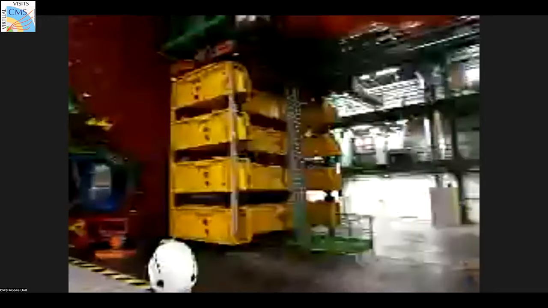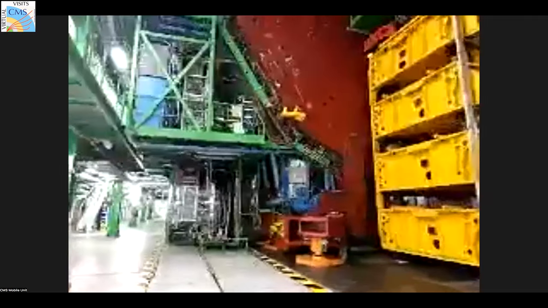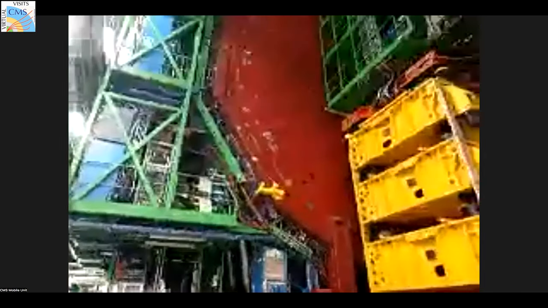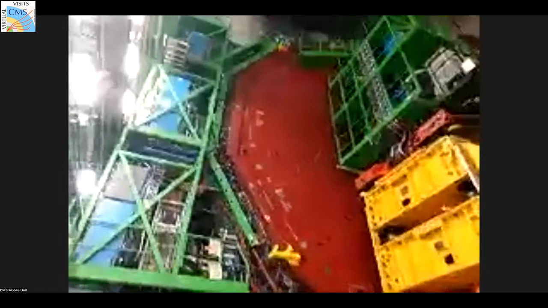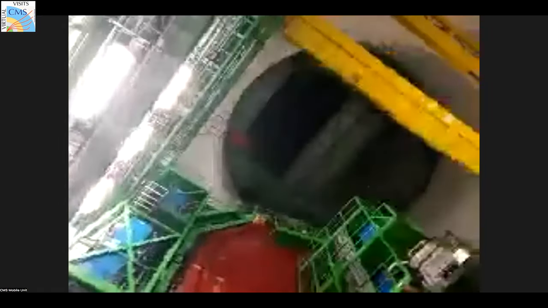We will go now, so we can show them the experiment from bottom to top. Yes, you're on the floor now. We are on the floor and they can see the foot of the detector. They can see the full detector from the surface, from the floor of the detector.